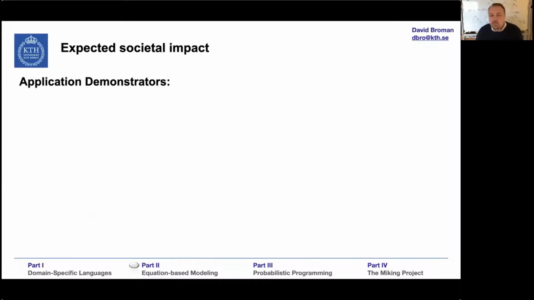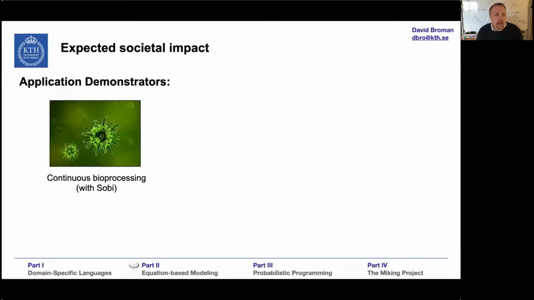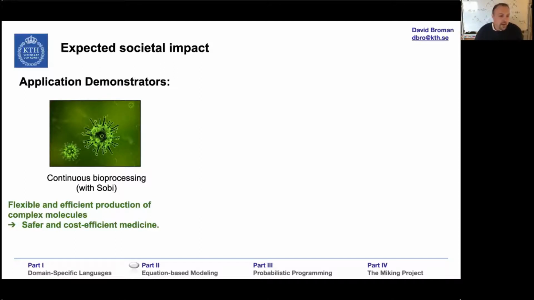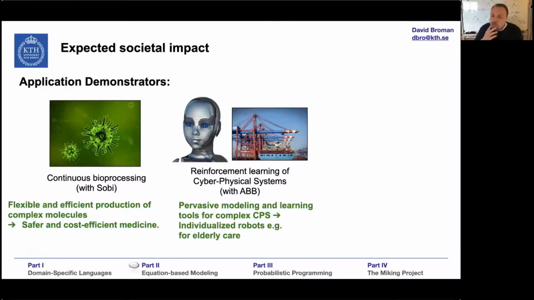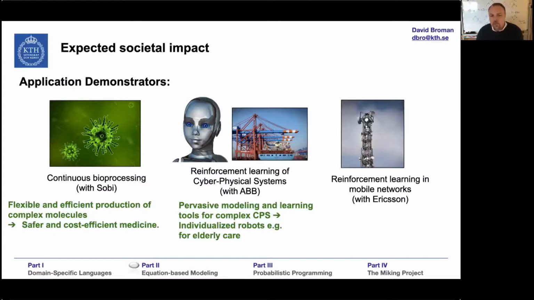So the things that we are working on in this project, it started with a pilot project last year, and it's about continuous bioprocessing. This is together with the company Sobi. And I'm personally not that involved in this part of the project, but it's about continuously being able to harvest bioproduction. And it becomes a complex control problem where you can only sample data from the system a limited number of times. The other part is on reinforcement learning of cyber-physical systems. And this is also we're collaborating with ABB, both on container automation, but also on robots. And we were talking here about more the physical movements of robots and how to teach them to move. I'll say a few more words about that.